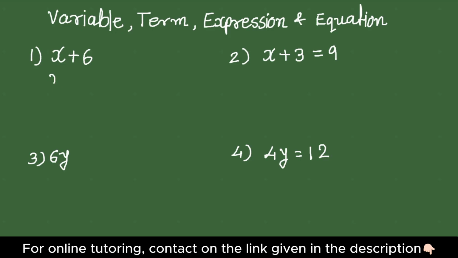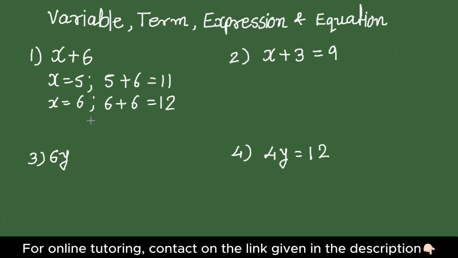If we take x is equal to 5, we will have 5 plus 6 is equal to 11. Suppose we take x is equal to 6, then we will have 6 plus 6 is equal to 12. So in an expression, we can allocate different values to the variable. In the same way, in the third question, we have 6y. If we take y is equal to 1, we will have 6 times 1 is equal to 6. If we allocate y is equal to 3, then we will have 6 times 3 is equal to 18.